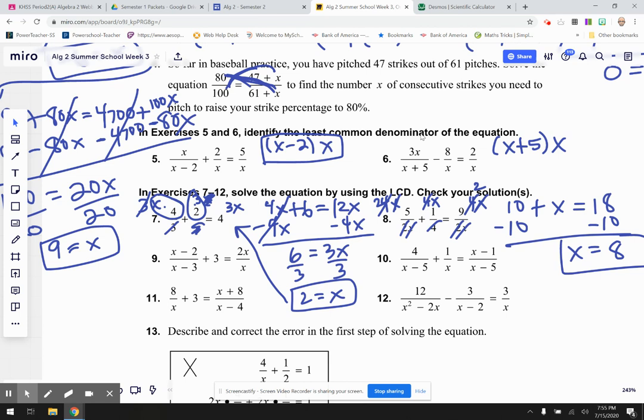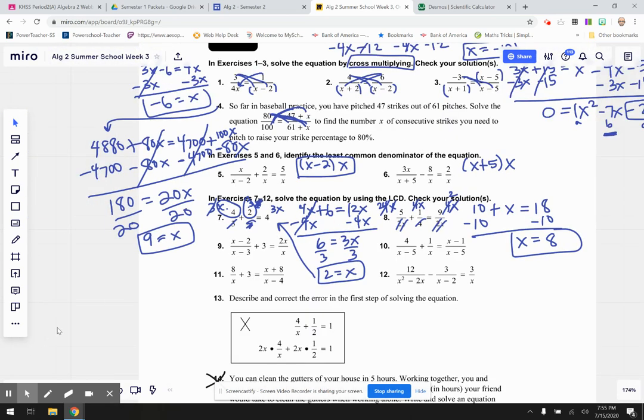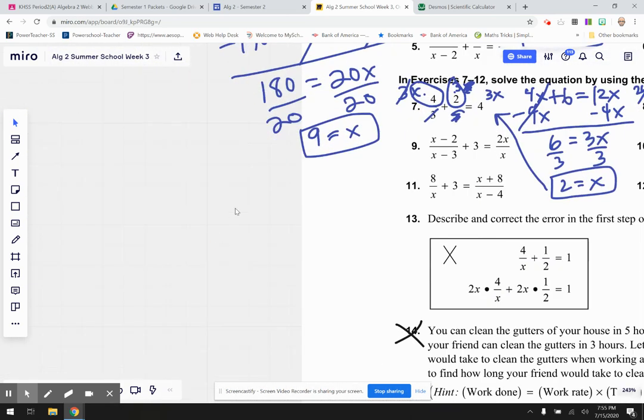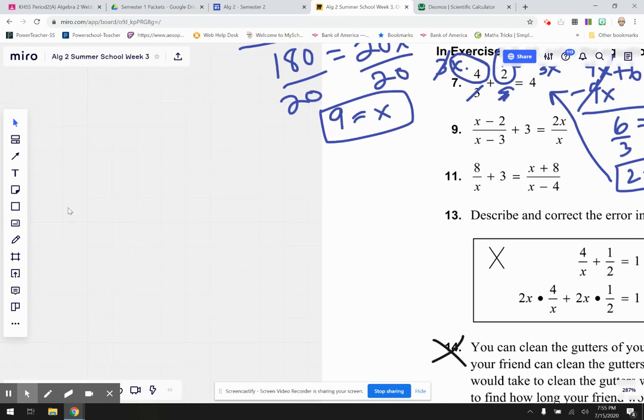Number 9, we're going to need more room now. So this is where you really got to use your own paper because we don't have enough room on here for all of them. Okay, so I'm going to do 9 and 11 way over here in this area. Okay, so let's start with 9.